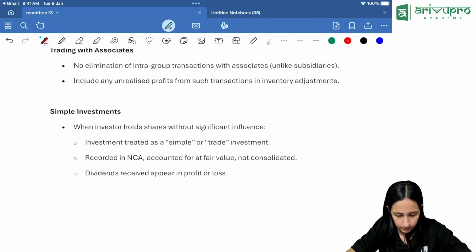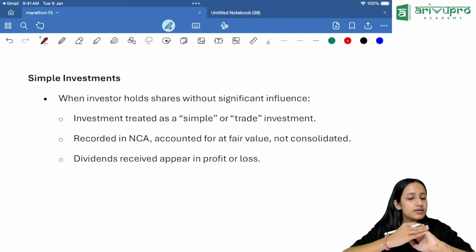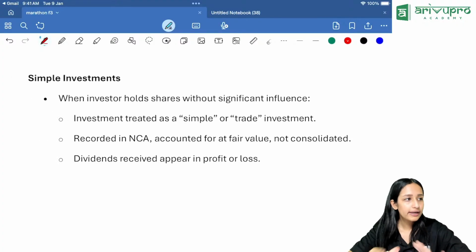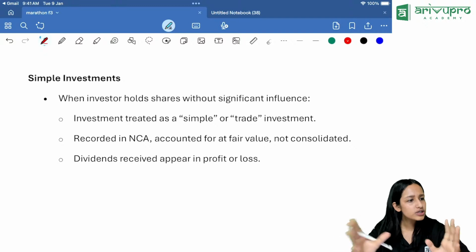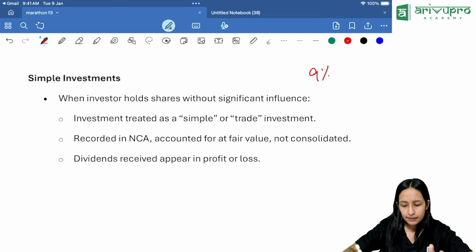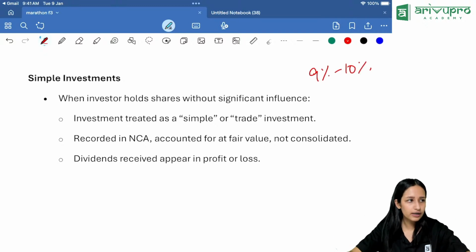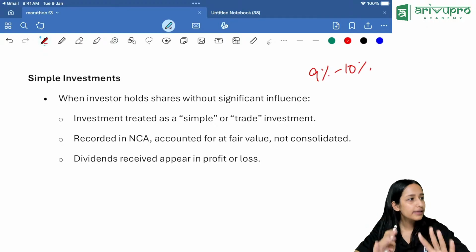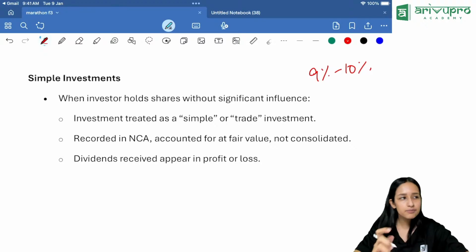Okay. Now let's say it is neither a subsidiary nor an associate. You're just investing in a company. Let's say you have 9% or 10% of the shares of that company. You do not have a significant influence. You do not control the entity either. Then what you do is you treat it as a simple investment.